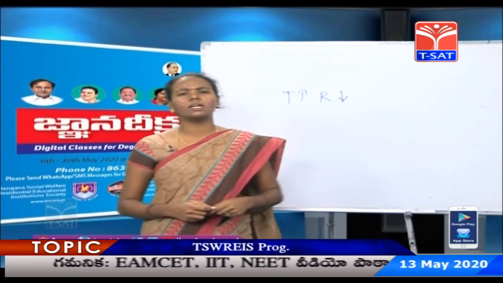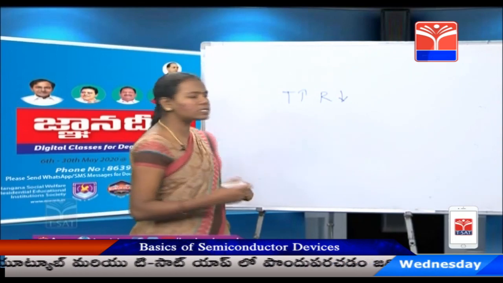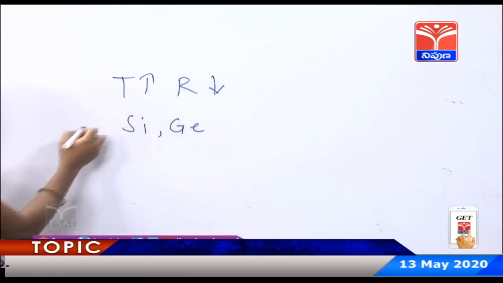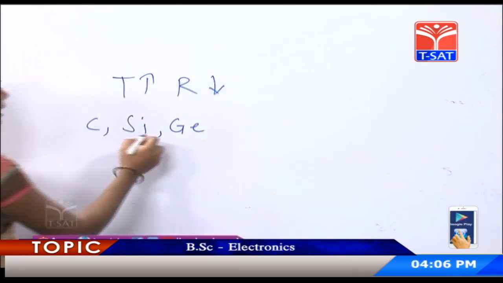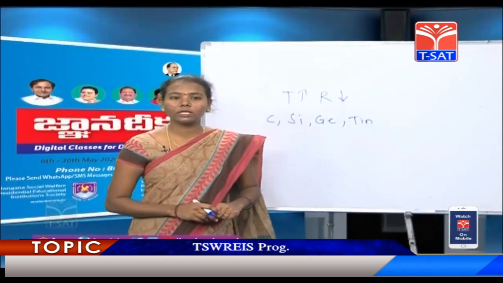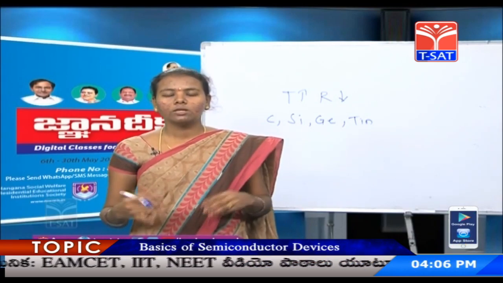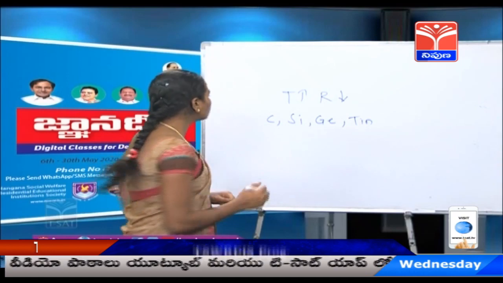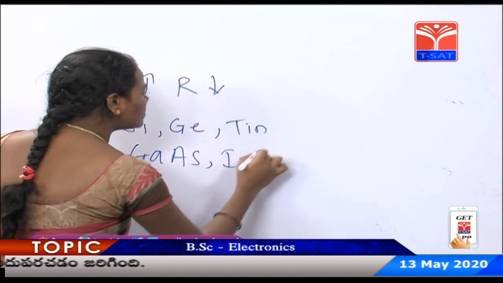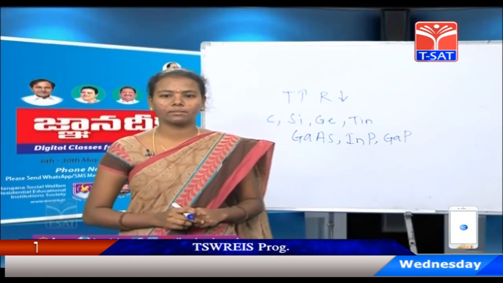We will see what are the examples for semiconductors. If you take the 14th group of elements, we have carbon, silicon, germanium, and tin. Some compounds, that means if you mix two materials, gallium and arsenide, also make very good semiconductors. So we have gallium arsenide, indium phosphide, gallium phosphide. These are all the examples of semiconductors.